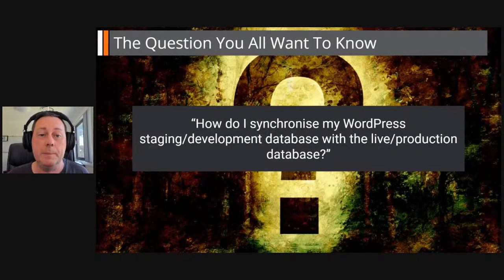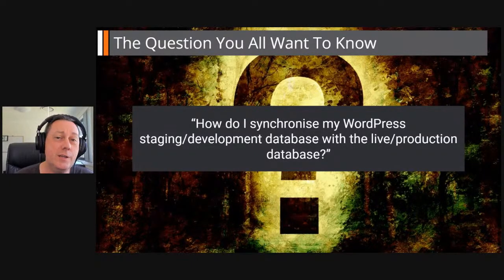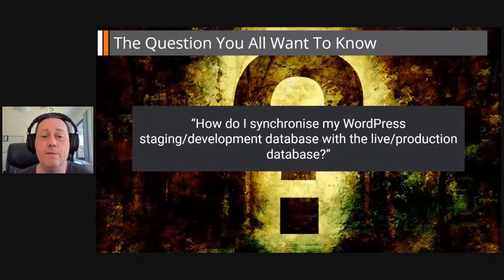Let's tackle the big question right out in front. The question everyone wants to know: how do I synchronize my WordPress staging and development database with the live production database? I see this question posted in forums and groups at least twice, maybe three times every week. It's a common problem, especially if you're just starting out on your WordPress journey or developing websites for clients. It's a simple question, but it's got a rather complicated answer. There's no easy answer to this one.